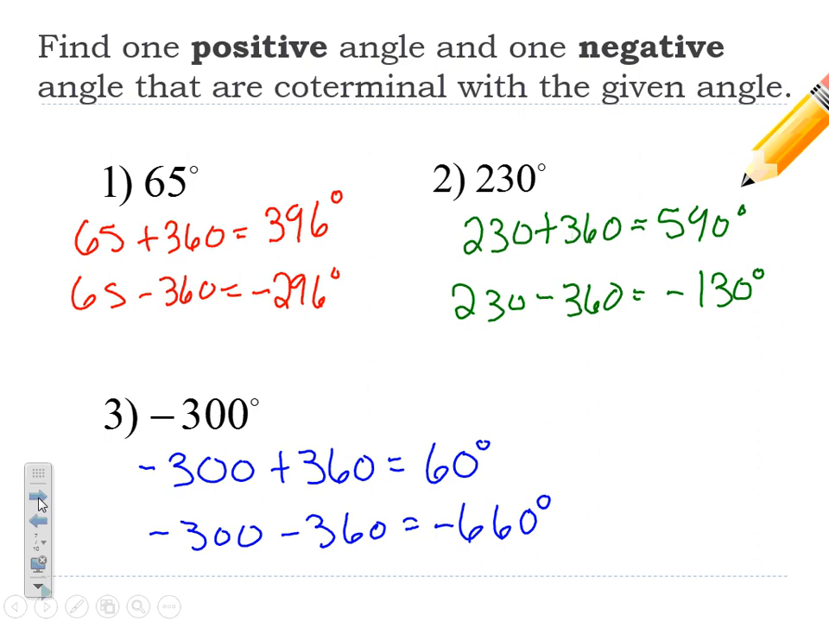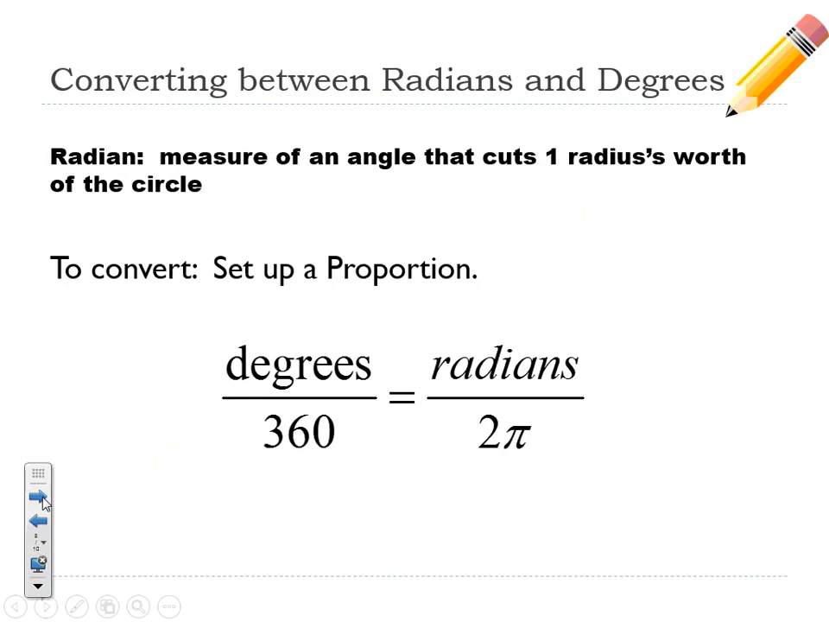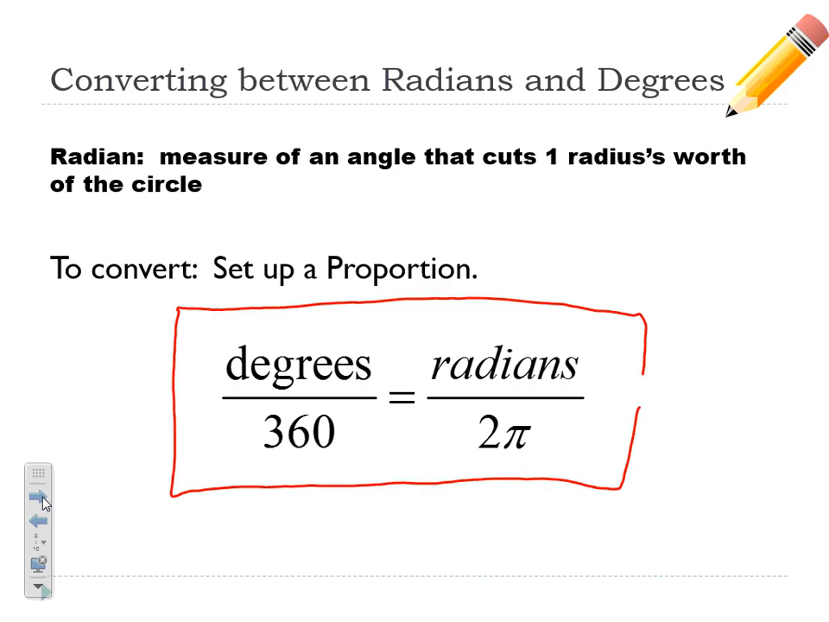All right, last thing for our notes, ladies and gentlemen, we are going to be converting between radians and degrees frequently. So a radian is a measure of an angle that cuts 1 radian's worth of a circle. So this is how you're going to convert. We're going to set up a proportion. This is very, very important. You must highlight star. We will be using this proportion. Degrees over 360 equals radians over 2 pi. Now if you also want to note this, we are going to be leaving all radians in terms of pi.